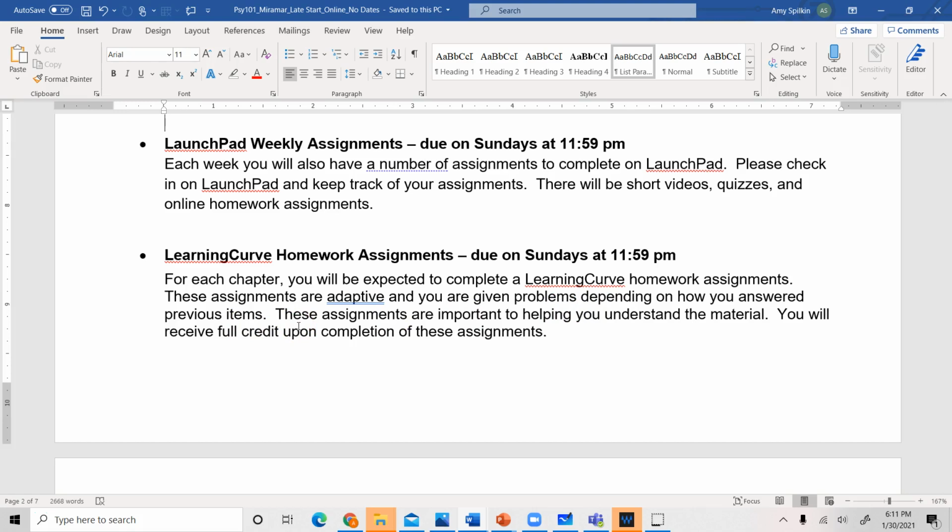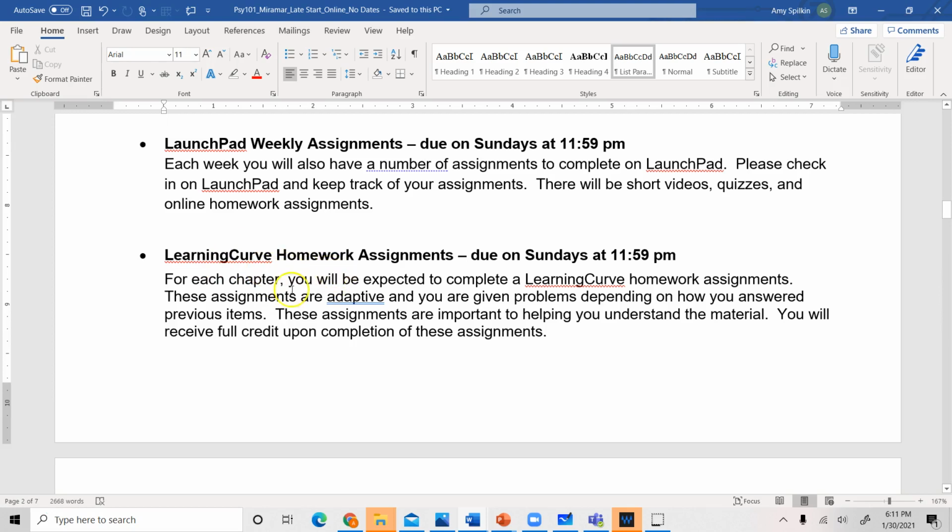Basically, they're really important to help you understand the material. By the time you finish one of these learning curve assignments, you should really understand the chapter. And so I really want you to do these learning curve assignments. I want you to do everything, but I'd really like you to do these learning curve assignments.